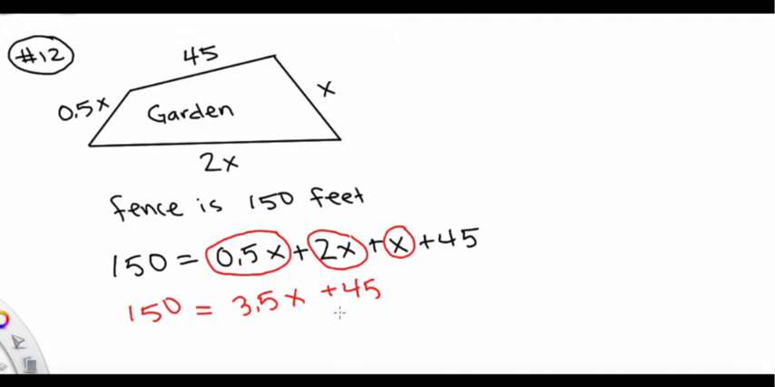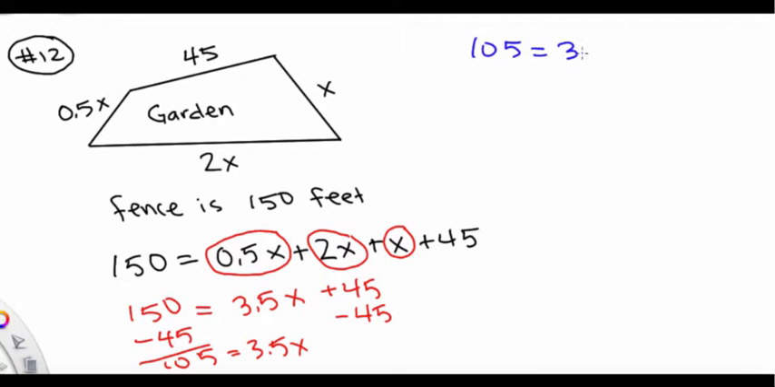Now we need to subtract 45 from both sides. So we do it like that. And we get that 105 equals 3.5x. Let's write it up here again so it's a little clearer. Okay, so we have 105 equals 3.5x.